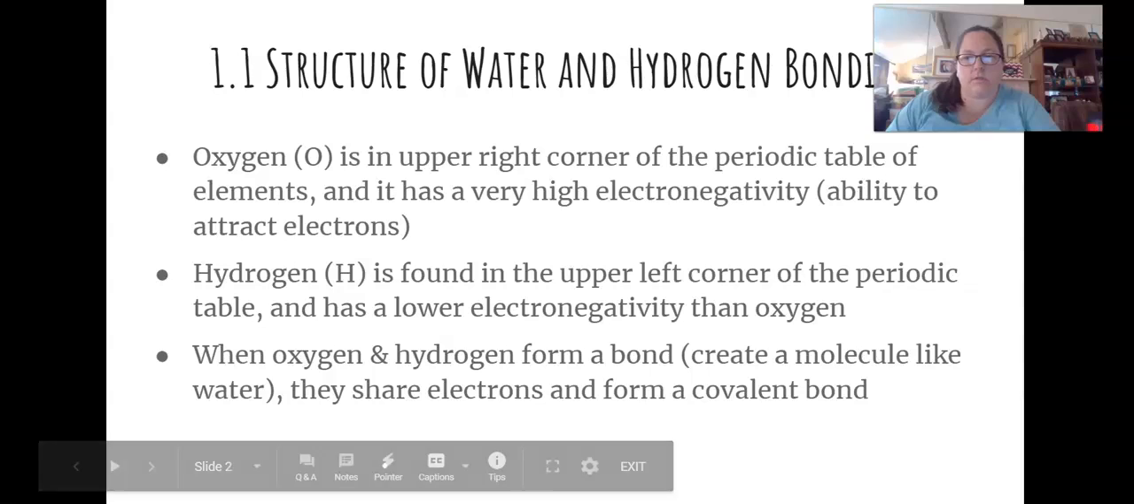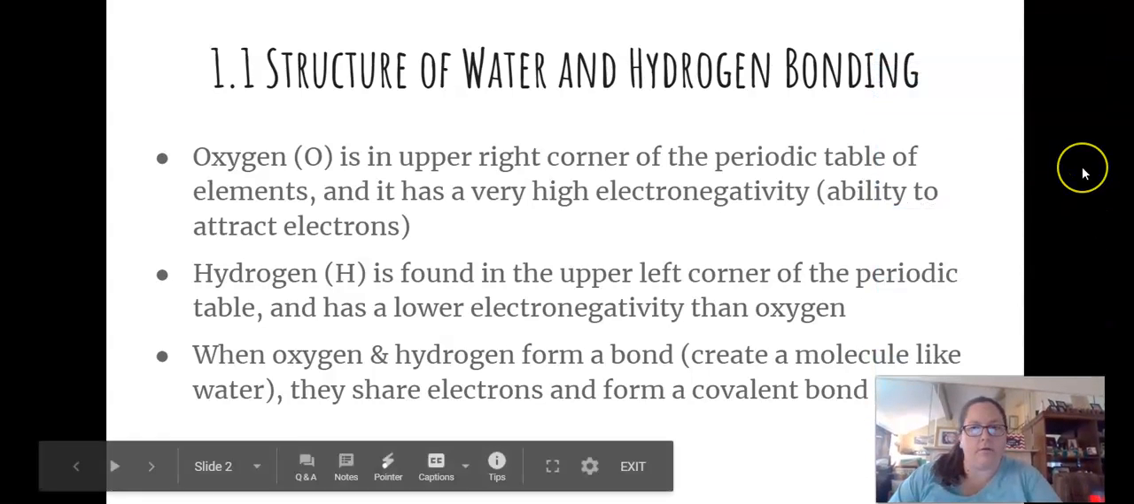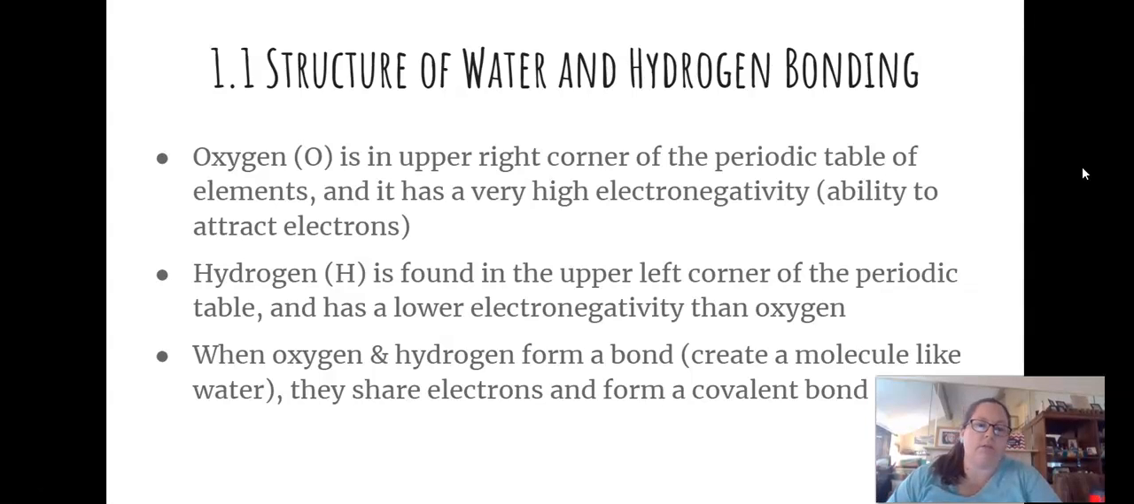Alright, so let's talk about water and hydrogen bonding. If you haven't had chemistry, that's okay. If you forget or you don't remember, that's okay as well. But oxygen is in the upper right-hand corner of the periodic table. And because oxygen is in the top right corner of the periodic table, we know that it has a higher electronegativity than hydrogen, which is in the top left.